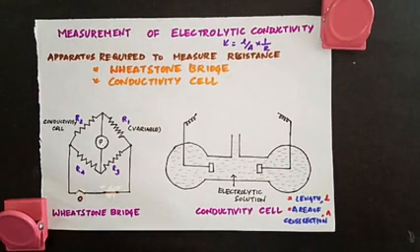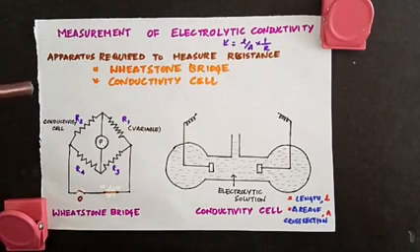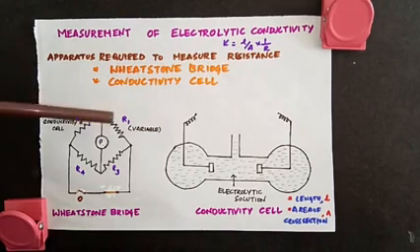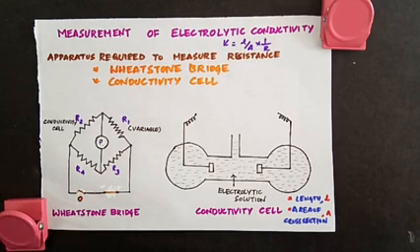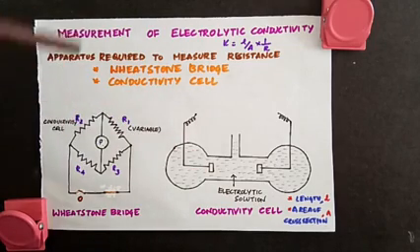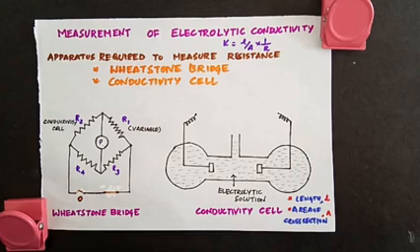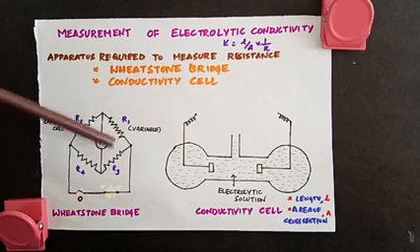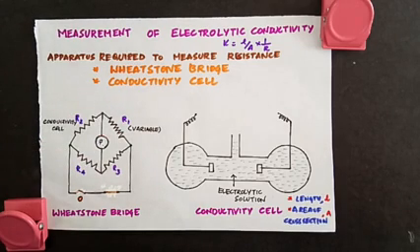This Wheatstone bridge is used to calculate the resistance of the electrolyte in the conductivity cell. The Wheatstone bridge consists of two resistances R3 and R4 that are known resistances, and a variable resistance R1 and a conductivity cell with the unknown resistance R2. The conductivity cell with the electrolytic solution whose resistance is to be calculated is connected here, this is a variable resistance which you can change, and these two are the known, fixed resistances.